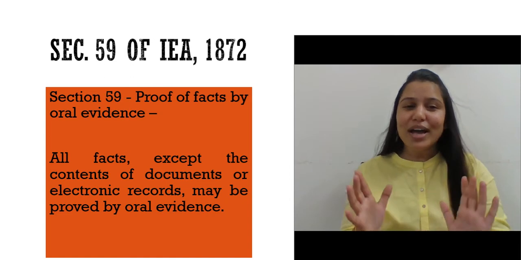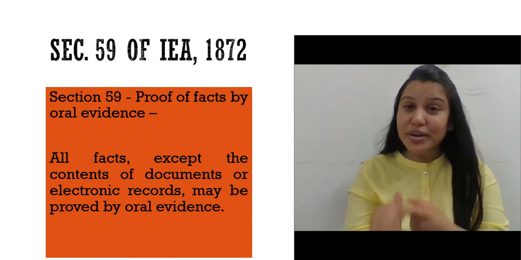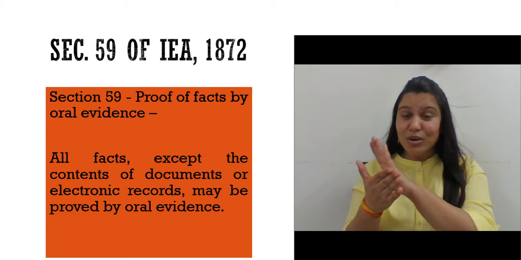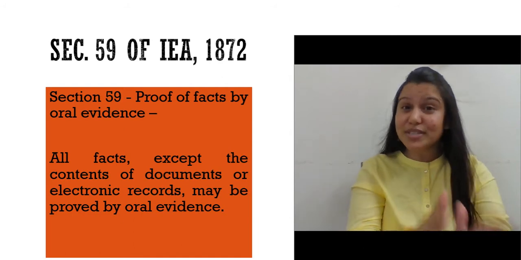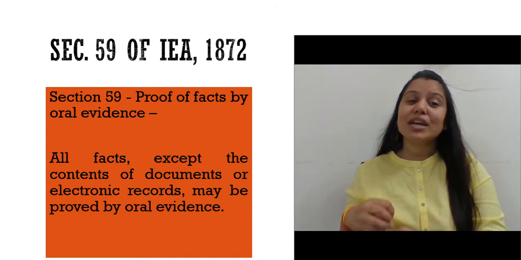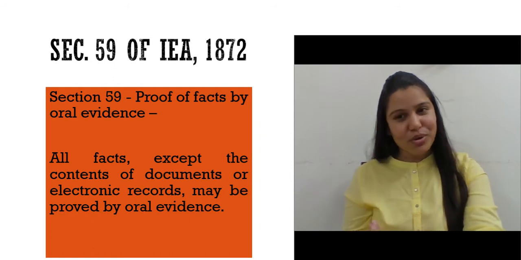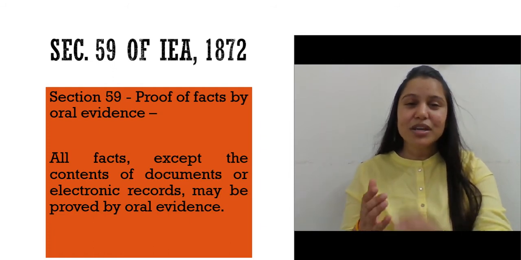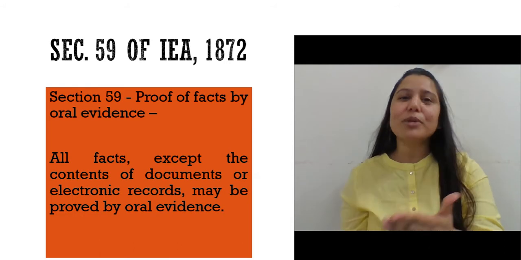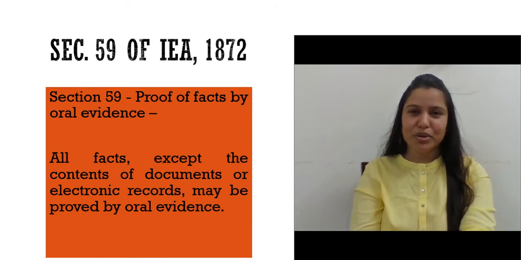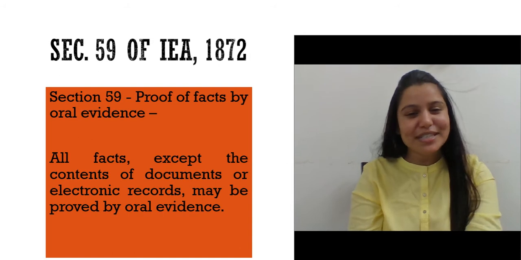So all facts may be proved by oral evidence except the contents of the document. It means if there is a document, its contents cannot be proved by oral evidence. This is what this section is trying to say. The same applies to the contents of electronic records. In these two categories, document and electronic records, whatever is written in the document cannot be proved by oral evidence. For that, you need to show the document. This is what is given under section 59 of the Indian Evidence Act.